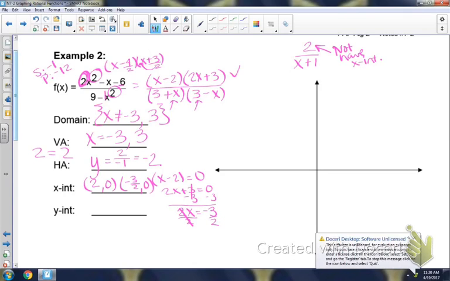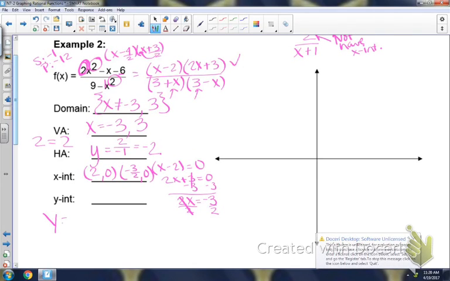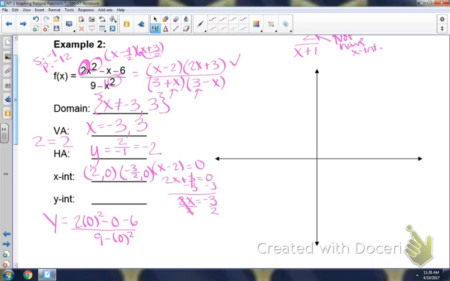Okay, y-intercept. We're plugging in a 0 for every x and solving for y. Doesn't matter if you plug it into the factored or the original. So that's 0, we get negative 6 on top over 9, which reduces to negative 2/3. So your y-intercept, x is always 0, y-intercept's negative 2/3.